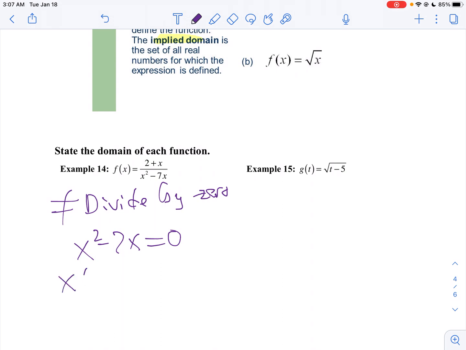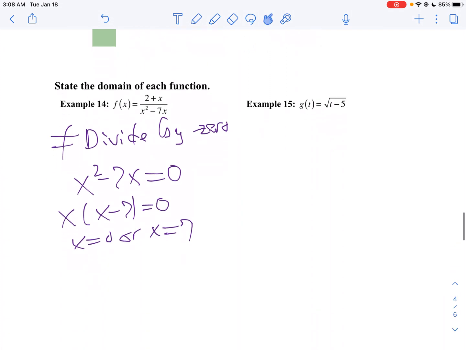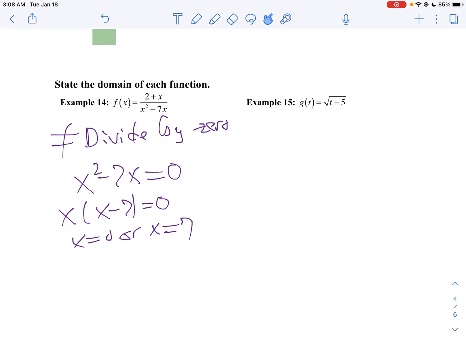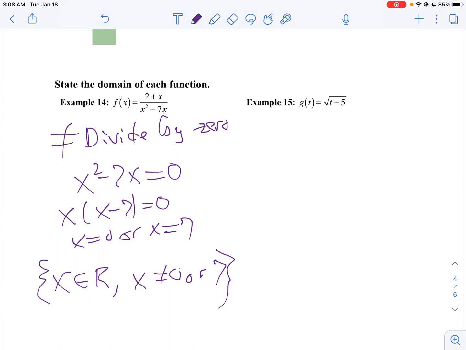Well, I factor that. I get x times (x minus 7). So x would be 0 or x would be 7. Either one would give me a 0 in my denominator. I can't divide by 0. So what I'm going to do then is say, oh, x can be any real number except it cannot equal 0 or 7. Put that in set notation there.